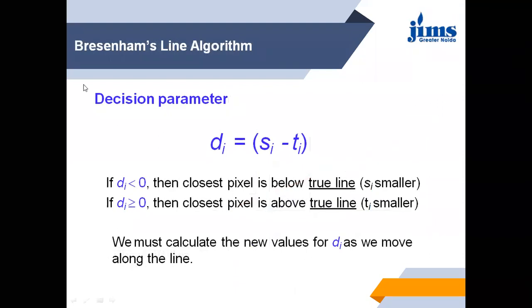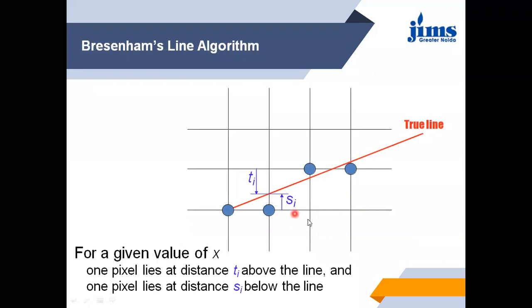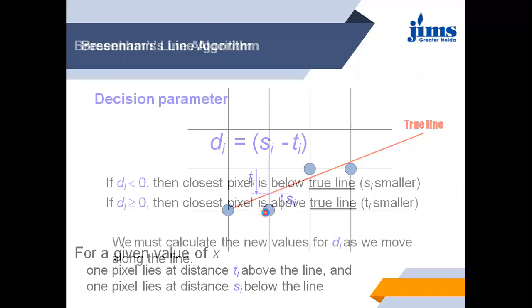So here, this is our decision parameter. I told you that we have to decide whether to glow the upper pixel or the lower pixel, so we have to find the distance for that. The distance di equals Si minus Ti, which means I am taking the lower distance and subtracting the upper distance from it.